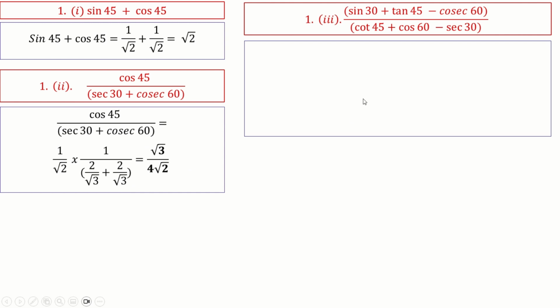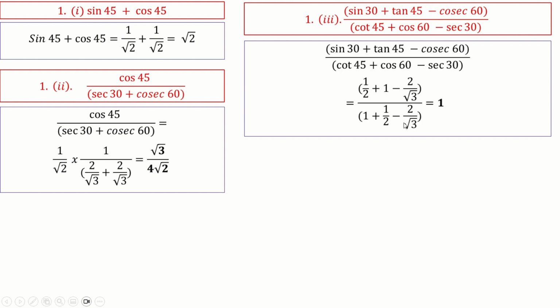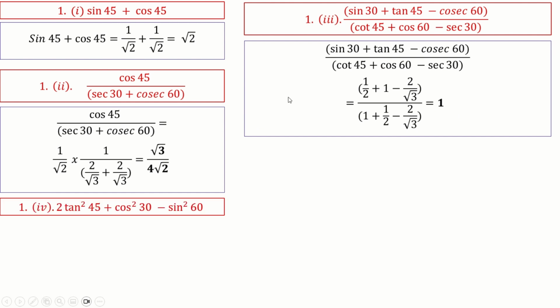Okay. So the third one is sin 30 plus tan 45 minus cosec 60 divided by cot 45 plus cos 60 minus sec 30. So if you see here, sin 30 is the same as cos 60, tan 45 is the same as cot 45, cosec 60 is the same as sec 30. So you should get 1. Simple, right? Yeah, that's it.